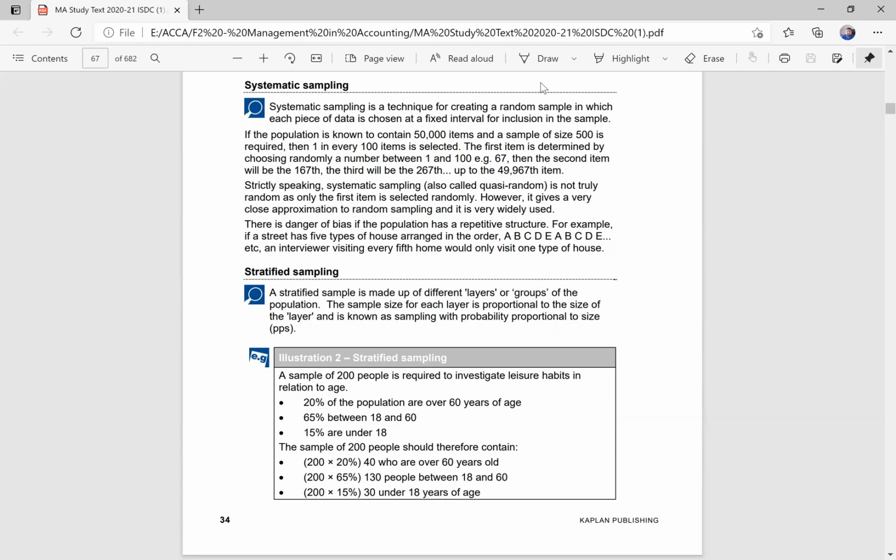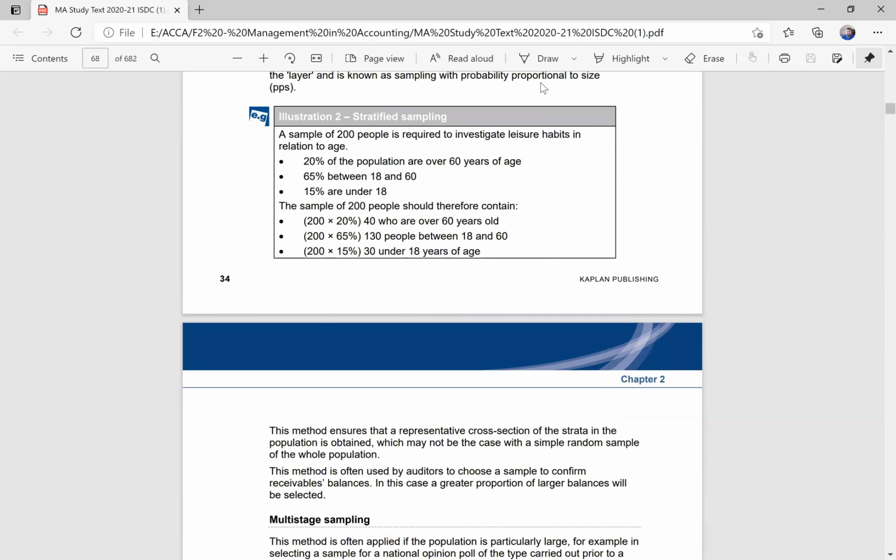Stratified sampling. They make groups of the population, and after they have made the groups, they are going to make a sample size for each group or for each layer. Over here it says a sample of 200 people is required to investigate leisure habits in relation to age. 20% of the population is going to be over 60, 65% is going to be between 18 and 60, and 15% are under 18. 200 times 20%, how many people? 40 who are over 60 years old. 200 times 65%, 130 people who are between 18 and 60. And 200 times 15%, 30 people who are under 18 years of age.